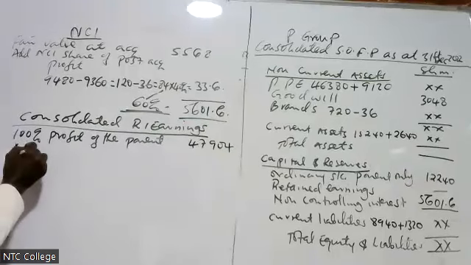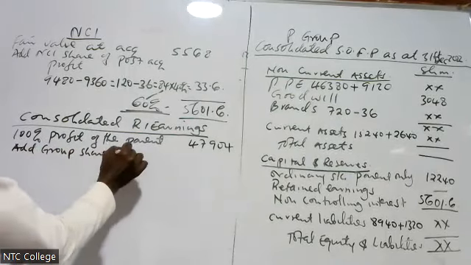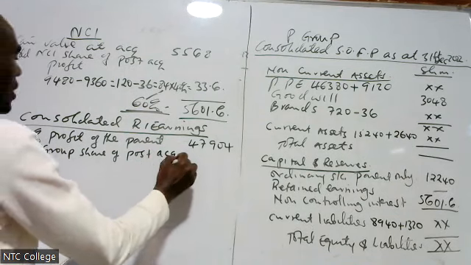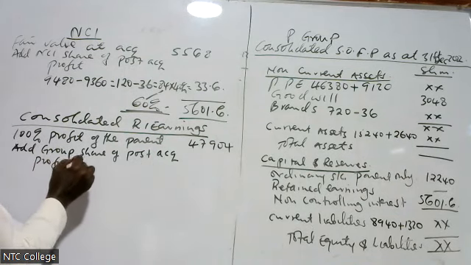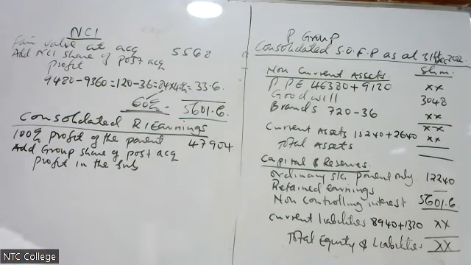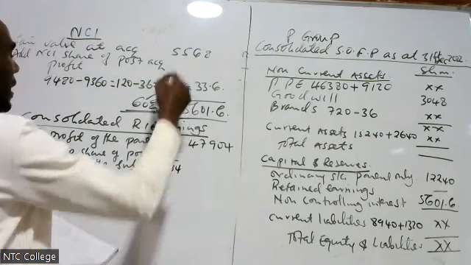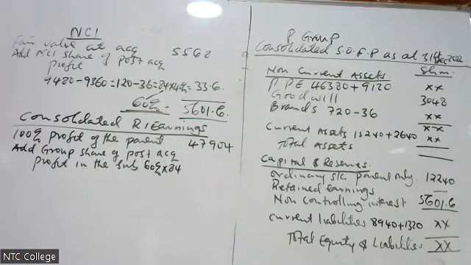Then I come to add group share of post-acquisition profit in the subsidiary, of which it is 60% times 84. Already we did the 84, it is there. 60% times 84.